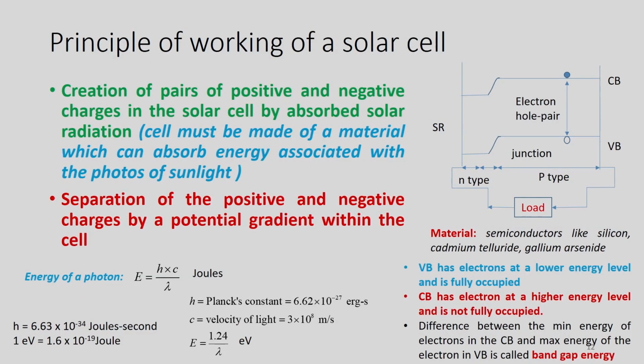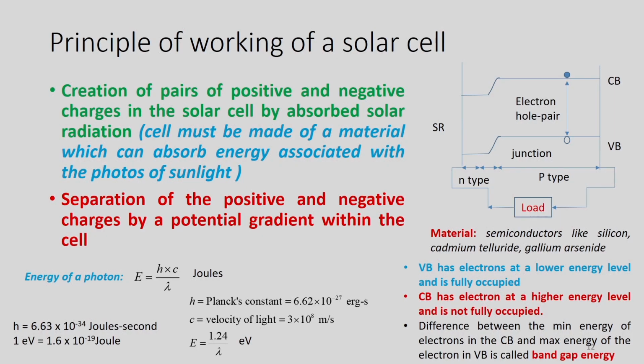So, now let us learn the principle of working of a solar cell. How does a solar cell work? Okay. So far we know the construction and how solar cells are manufactured. Now we would like to know how the solar cell works. What is the working principle? There is a two-step working principle. The first step is the creation of pairs of positive and negative charges in the solar cell by absorbed solar radiation.